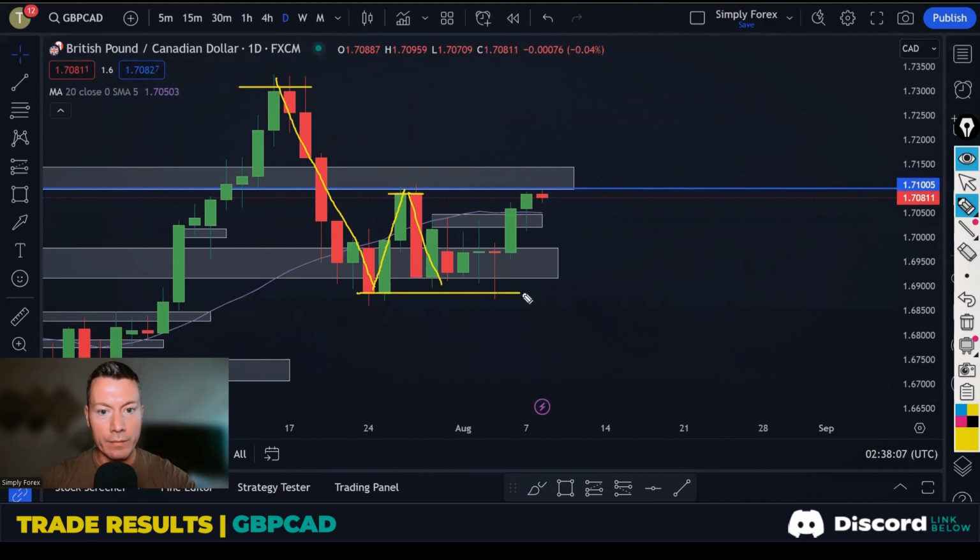These lows have never been broken. A bit of chop, and then bang, we get this bullish candle that breaks all of this choppy price action. And we've got a bit of room back up to this last high here, and therefore this piece of resistance. That's pretty much what happened with pound Canadian dollar. So that was the idea, guys.